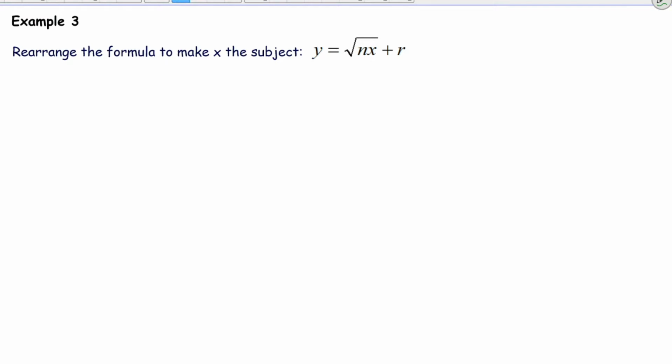Example 3, rearrange to make x the subject. So the first step here is, although we want to be left with x on one side, there's something that has been added to the square root of nx. Let's start by getting rid of that. So subtract r on each side. r minus r will be equal to 0. So what you're left with is y minus r is equal to the square root of nx. Now, we can get rid of the square root by squaring each side.